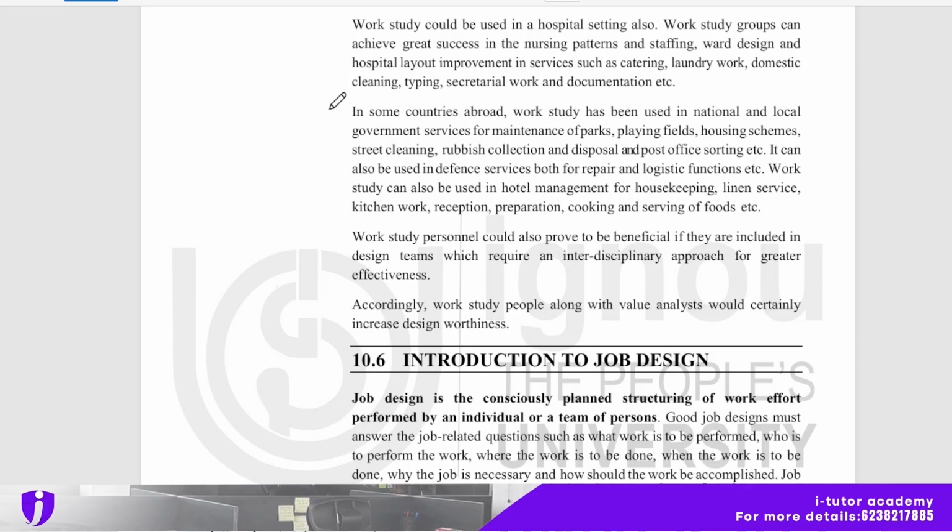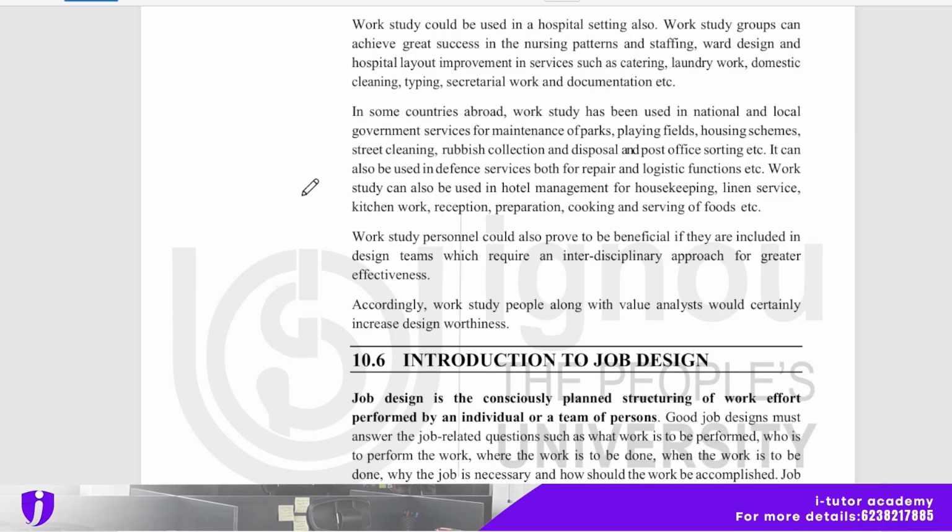And in some countries abroad, work study has been used in national and local government services for maintenance of parks, playing fields, housing schemes, street cleaning, rubbish collection and disposal, and post office sorting, etc. And it can also be used in defense service both for repair and logistic functions, etc.